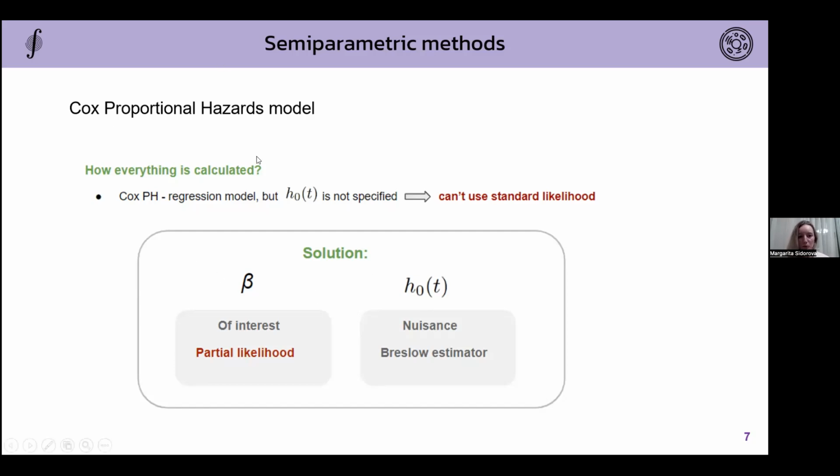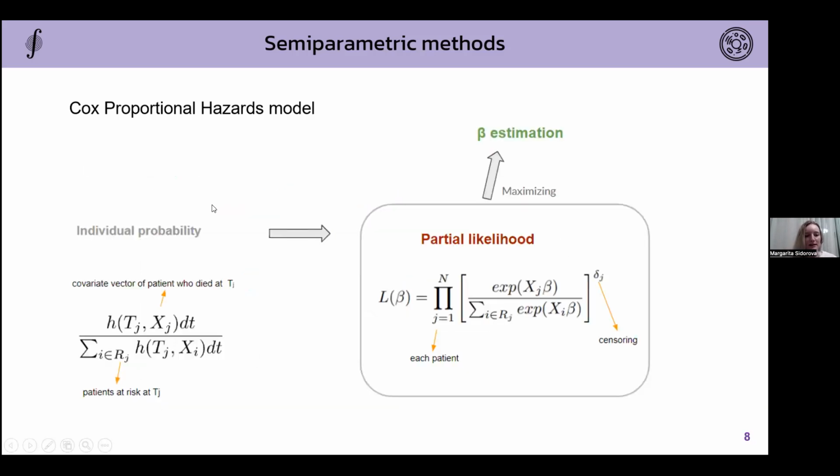However, in the Cox proportional hazard model, the baseline hazard is not specified. And therefore, we can't use the standard likelihood method for parameter estimation. And Cox, who invented this method, thought that, in fact, this baseline hazard is a nuisance function, and we do not want to estimate it while we want to estimate the parameters of covariates. And for that, we can use not the standard likelihood, but the partial likelihood.